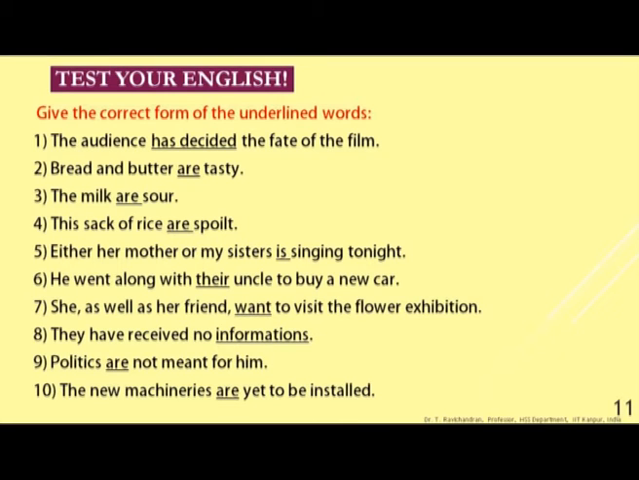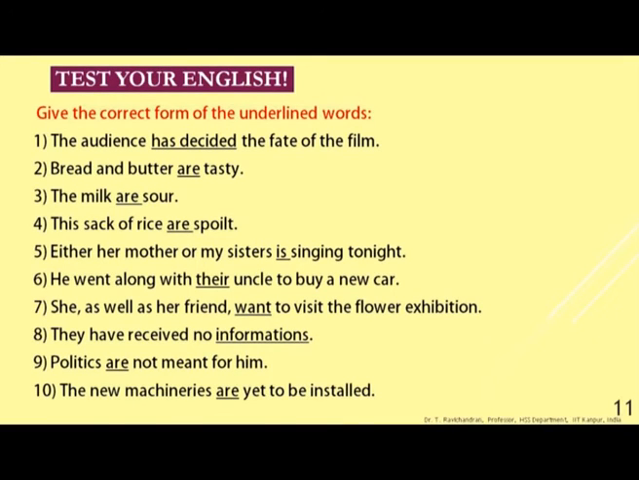Now, when it is separated by 2 commas, you can understand it is a parenthetical expression. That means, you can assume it is kept within 2 brackets. Okay. She, as well as her friend, want to visit the flower exhibition. Want is the underlined word. 8, they have received no informations. Informations is the underlined word.